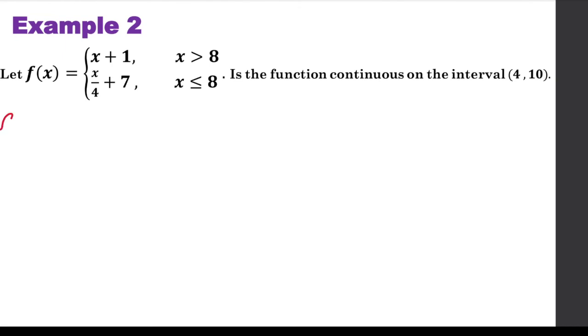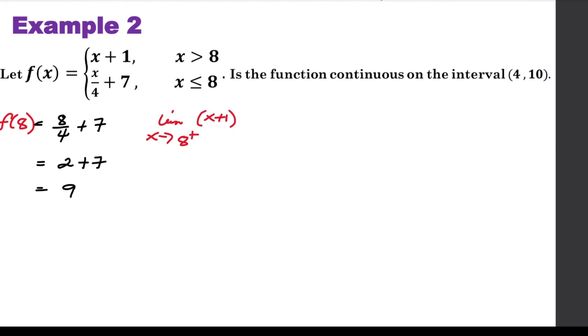So let us have f of 8. So we have 8 over 4 plus 7. We're going to use the second function here for f of 8. So this would be 2 plus 7. And therefore, we have 9. Let us try to identify first the limit of the function as x approaches 8 from the right. We're going to use x plus 1 for the right-hand side limit. So we have 8 plus 1, and therefore this is 9.